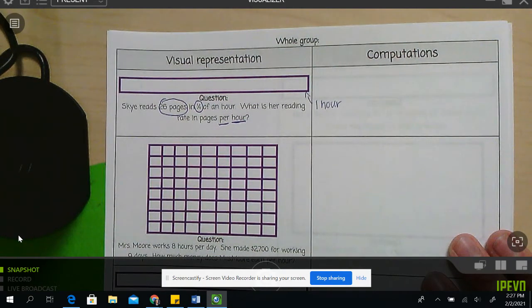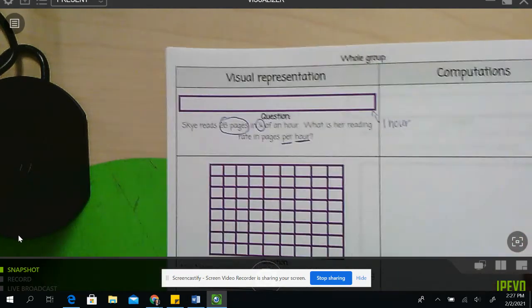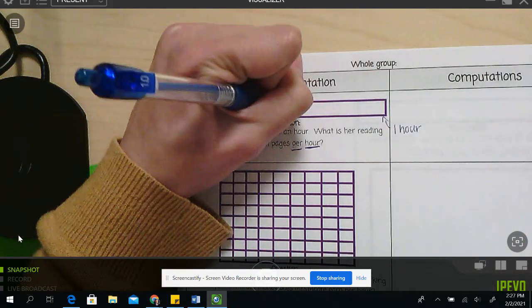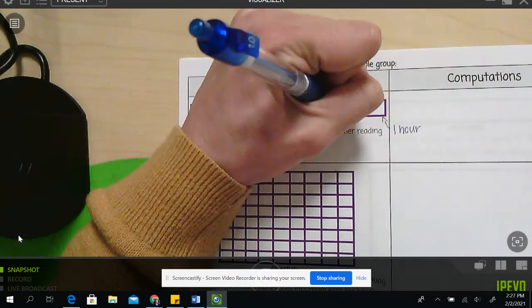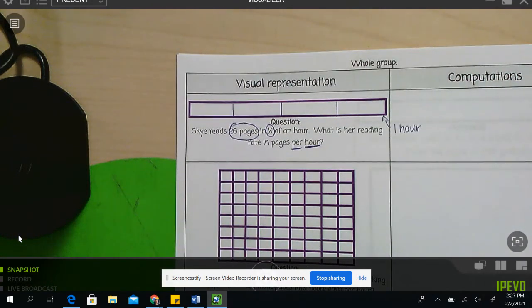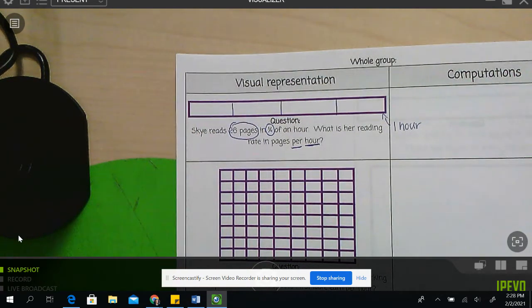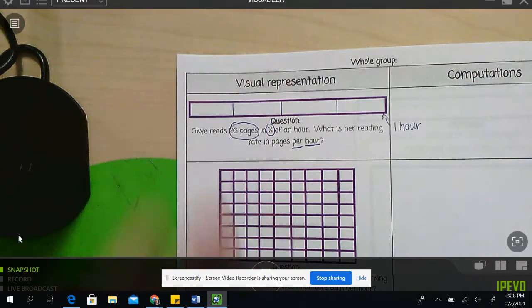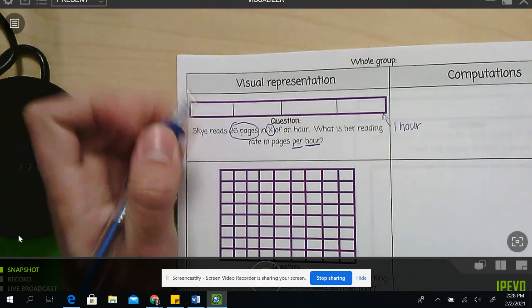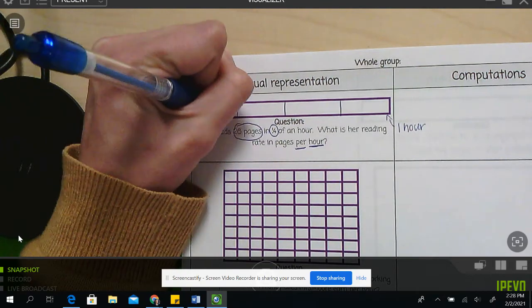Okay, now it says that she reads 26 pages in 1/4 of an hour. So what I'm going to do is take my hour and we're going to split it up into fourths. Okay, so this represents 1 full hour, and then each piece, because it's split up into fourths, represents 1/4 of an hour. So that means each one of these 1/4 is 26 pages that she reads. So 26.